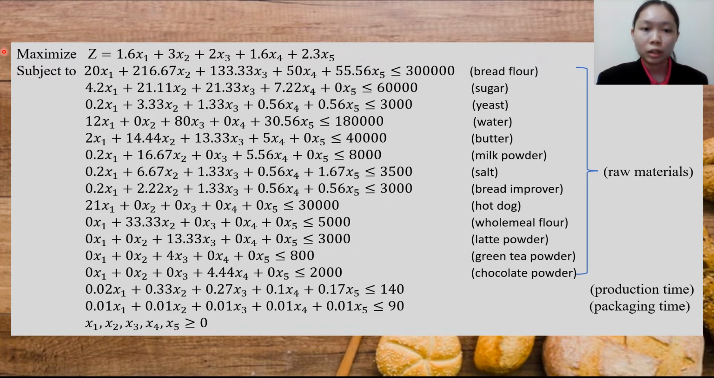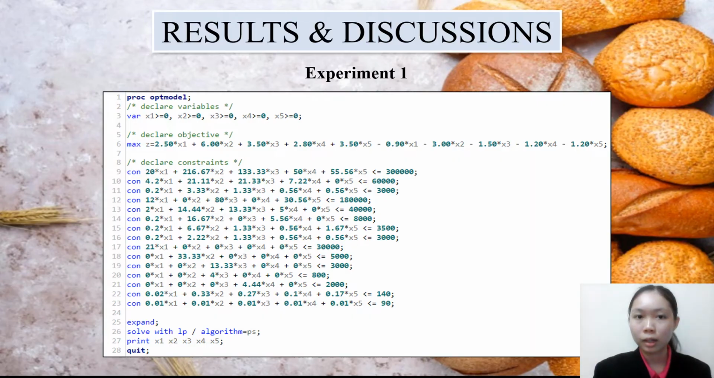The objective function refers to maximize the profits, and the constraint refers to the limitation on the decision variables such as raw material, production times, and packaging times. After the data have been written in the general form of the linear programming model, we solve the problem by using SAS software. We have made a SAS coding which includes all variables, constraints, and objective function. This is the coding for the product of the bakery company in SAS software.